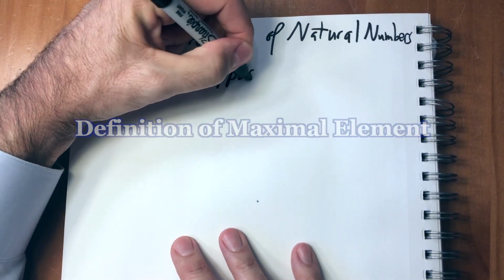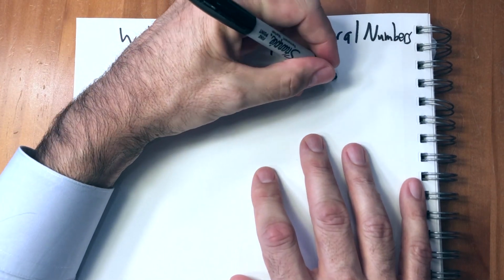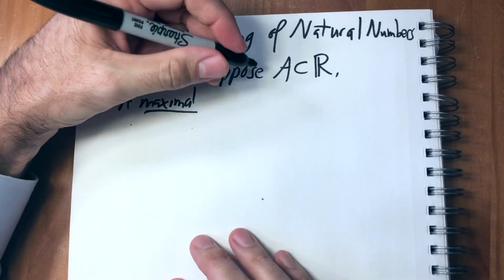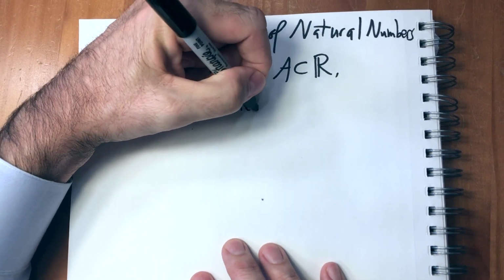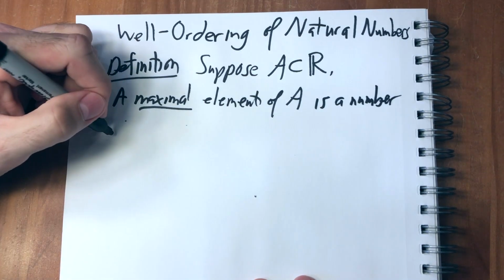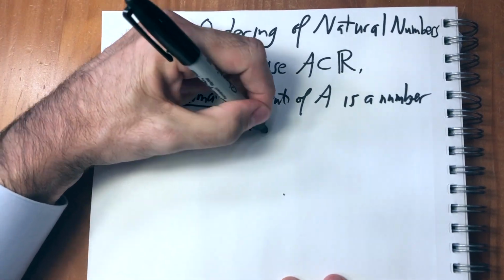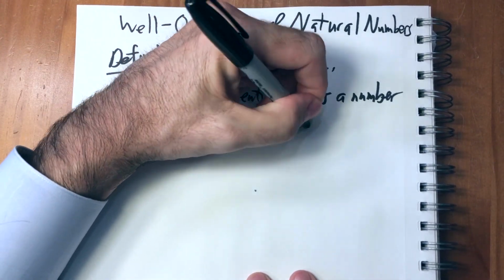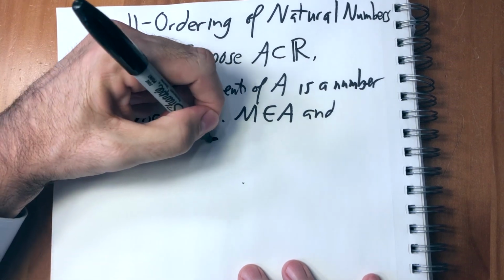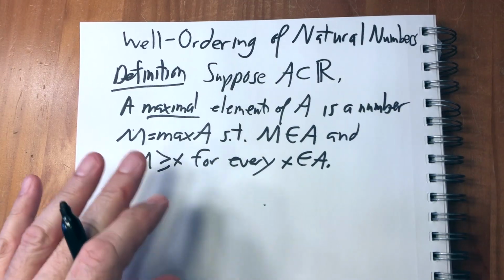suppose a set A is a subset of the real numbers. So A is a set of real numbers. A maximal element of A is a number M, which we write as max A, such that M is an element of A, and M is greater than or equal to x for every x in A.